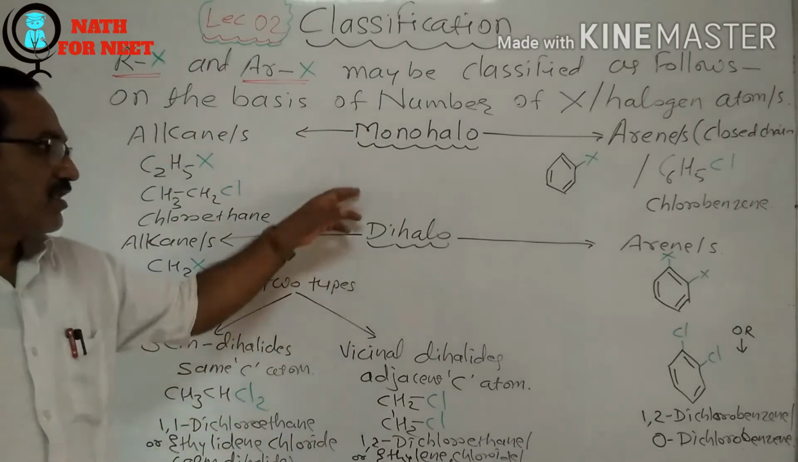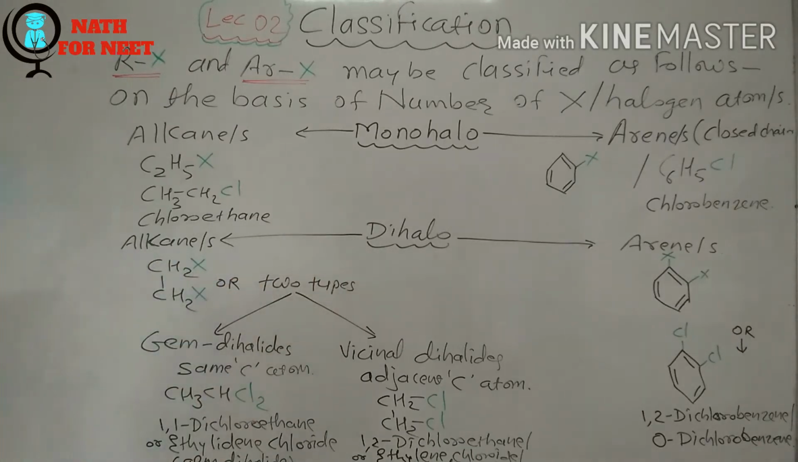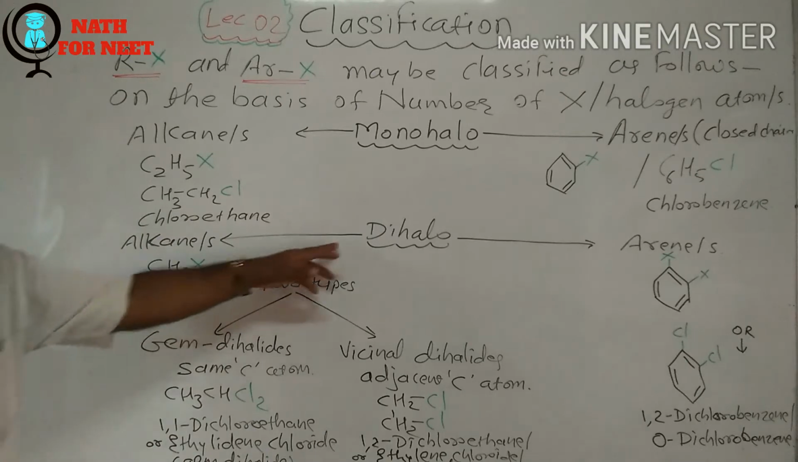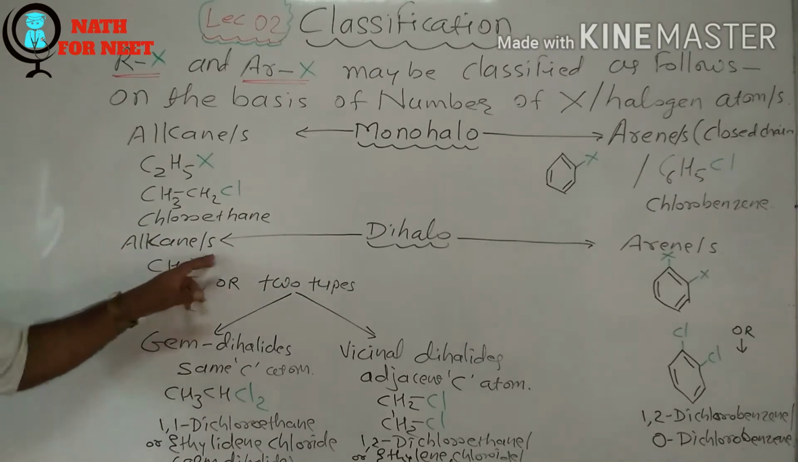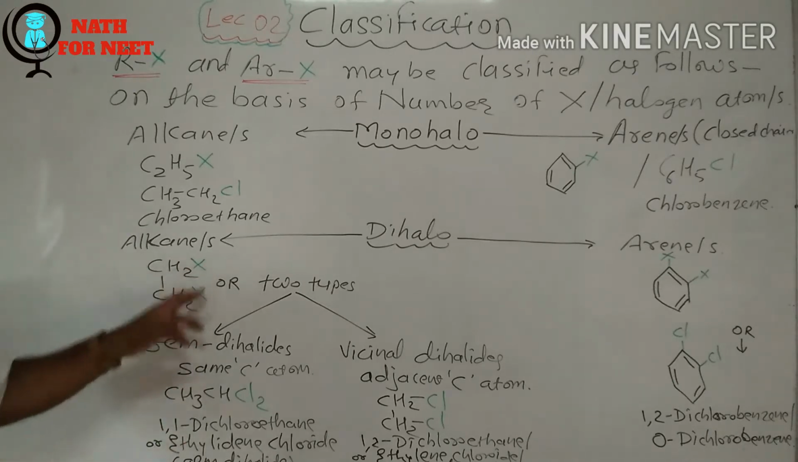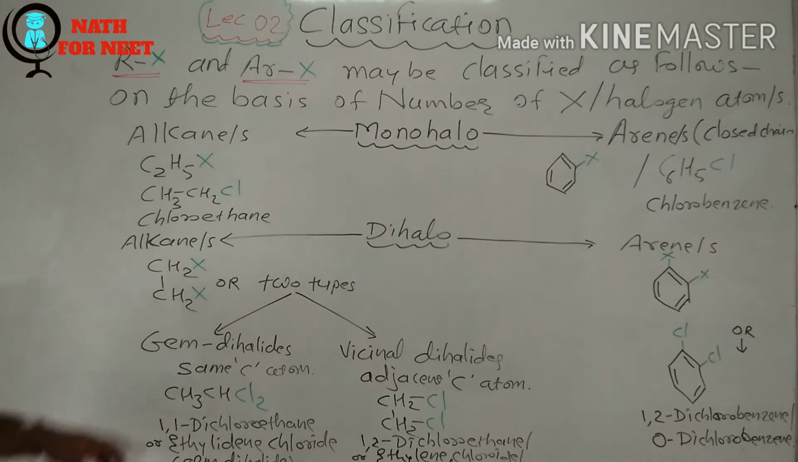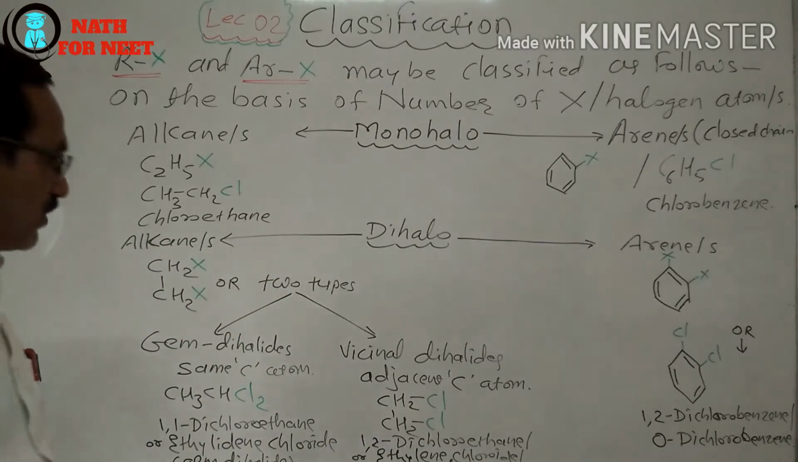Then see here, after the monohaloalkanes and arenes, the next group is the dihaloalkane. In dihaloalkane, the name itself indicates the meaning. These are the haloalkanes that possess two halogen atoms. But on the basis of the position of these halogen atoms, these dihaloalkanes are further classified into two types.